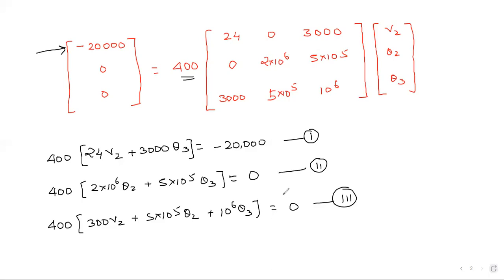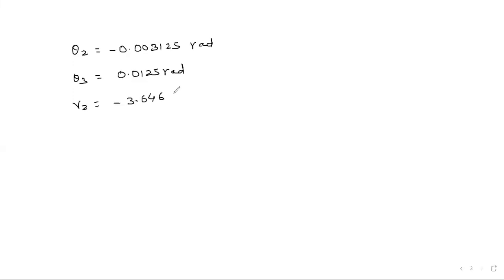So we can solve these and get the values of V2, theta 2 and theta 3. On solving these 3 equations, we get theta 2 as minus 0.003125 radian. Just keep the values in your calculator and you will get these values. Theta 3 is 0.0125 radian, and V2 is minus 3.646 centimeter. So we have calculated all the unknowns.